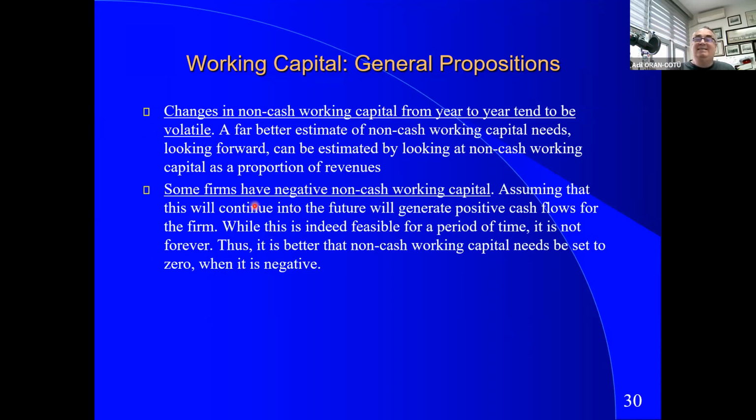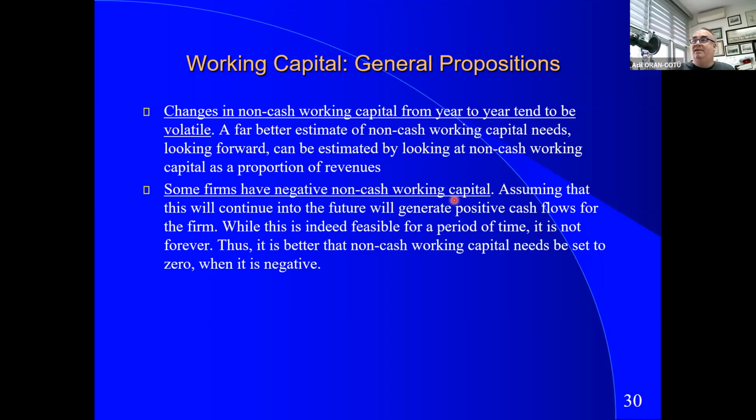More interestingly, some companies may have negative non-cash working capital. What does negative non-cash working capital mean? Well, it means as the company is growing, if this can continue, then this is a huge benefit to the company that grows. Why? Its current liabilities is increasing at such a nice speed that it is making all of the investments in current assets, plus it has something left over. Okay, certain types of companies may be able to do this.